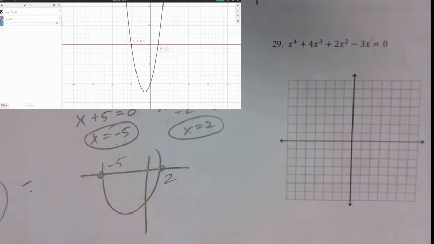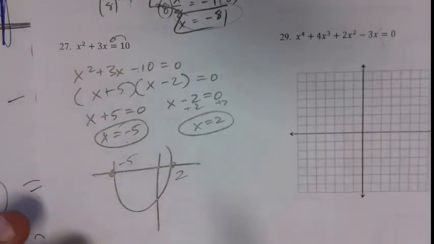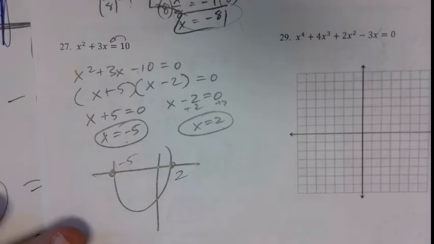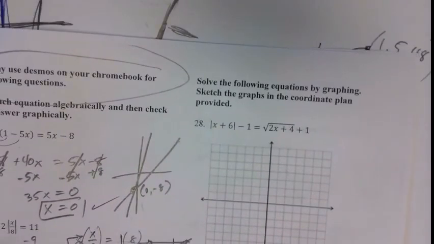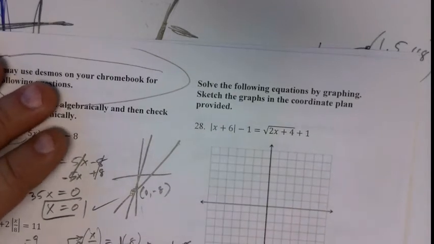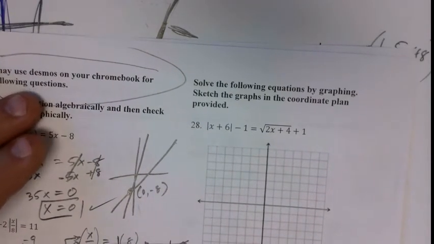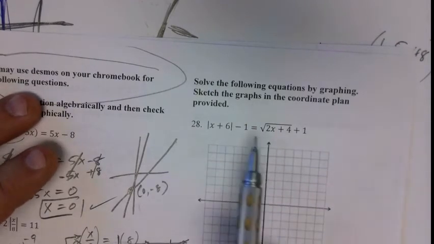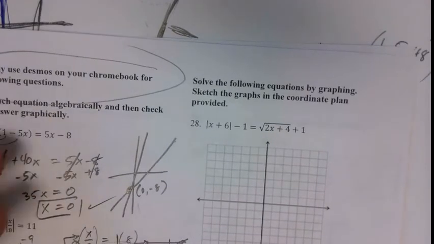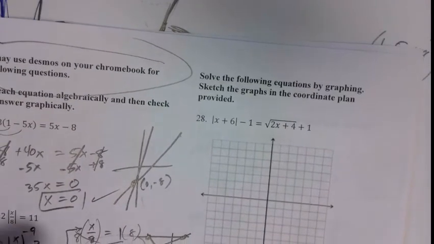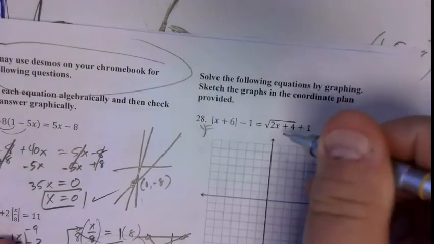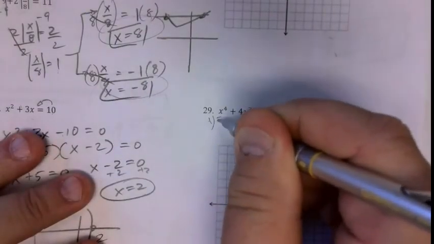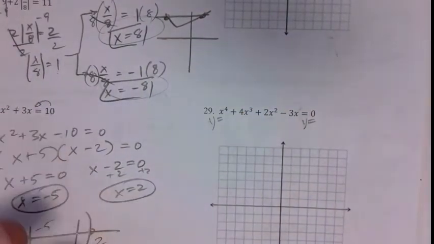So that's it. To solve an equation graphically, guys, you graph y equals the left side and y equals the right side and find where they cross. That is how you do number 28 here. 28. Solve the following equations by graphing. Sketch the graph in the coordinate plane below and then solve it. You've got to solve it. It's more than sketch the graphs. But to solve it, let's go to decimals. I'm going to type in y equals the left side and y equals the right side on both 28 and 29.